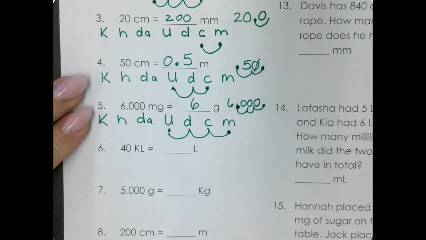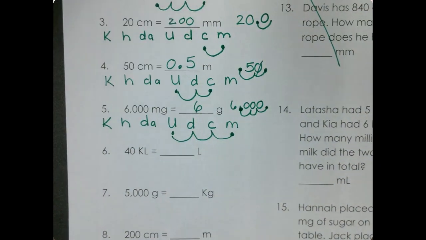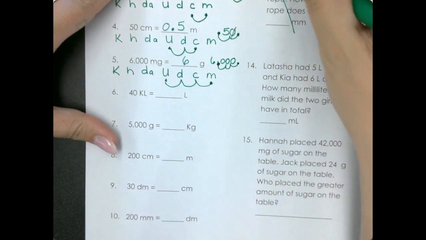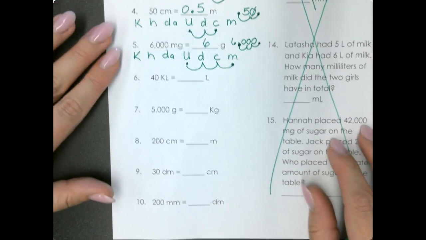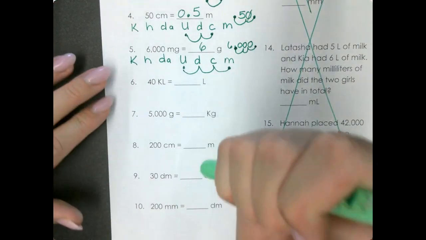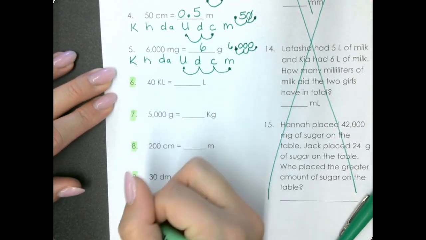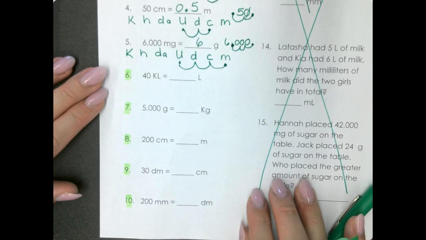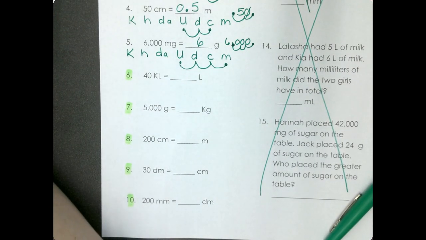I want you guys to do 6 through 10. So look, you guys can cross off this side here. Okay, so you're doing 6, 7, 8, 9, and 10. Okay? Eileen, you should go to the bathroom now if you need to.